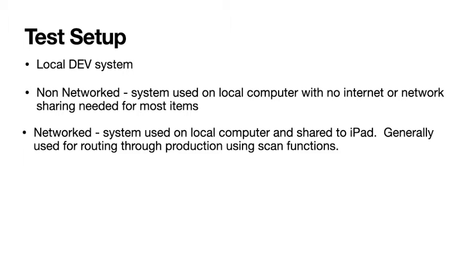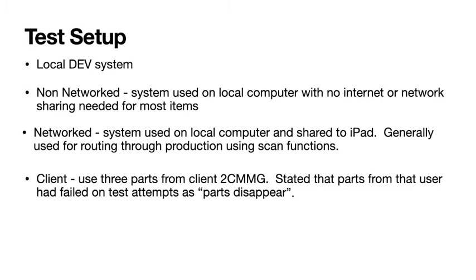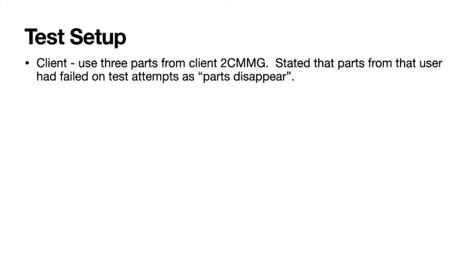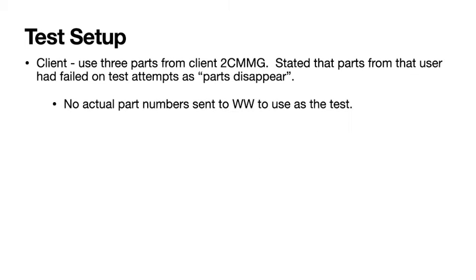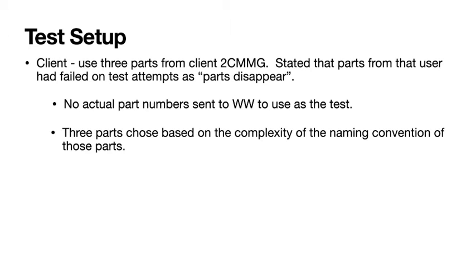For the client sample, we're going to take 3 parts from the CMMG client. It was stated that parts from that client had failed on test attempts as quote-unquote parts disappeared. For the client setup, we selected 3 parts. We were not given any actual part numbers to test with on what was disappearing. So we've decided to go with 3 based on the complexity of the naming convention of those parts.